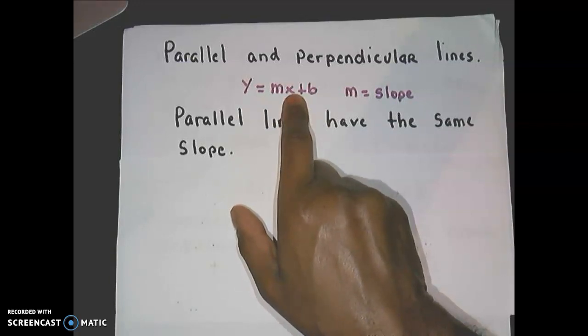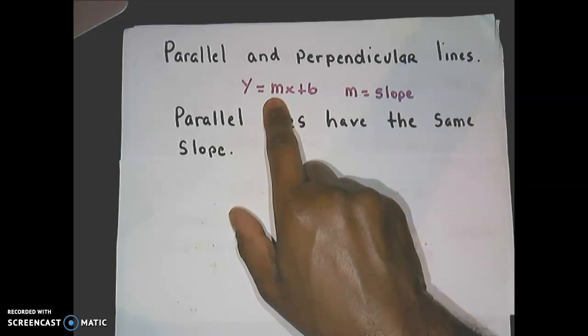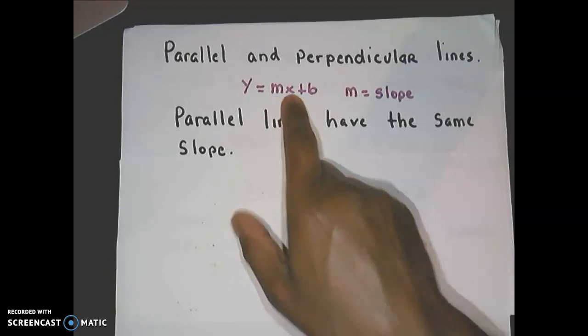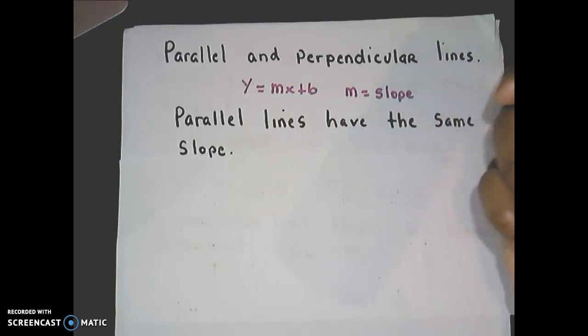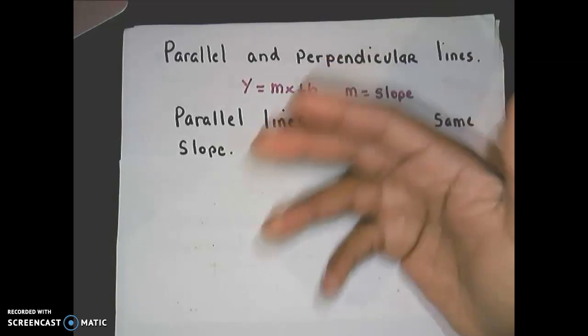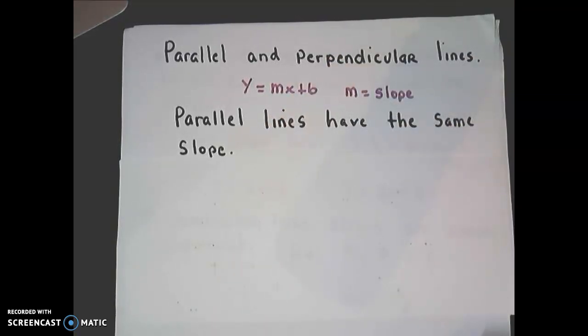And when it's in slope-intercept form, the slope is always going to be the number or constant value that's in front of the x. And I just wrote that over to the side. So this is probably a good place where you can just stop the video and take some notes.